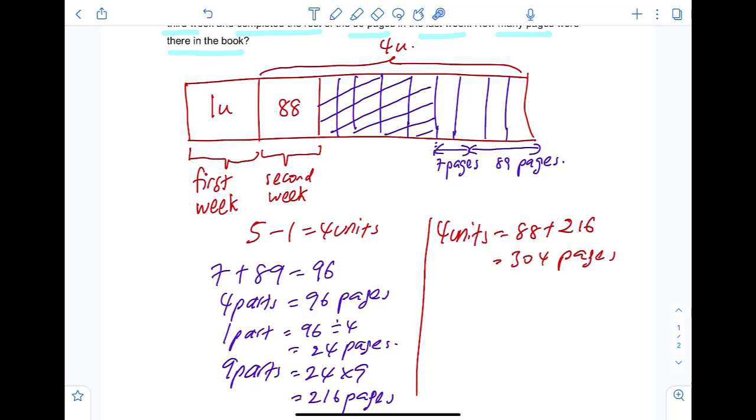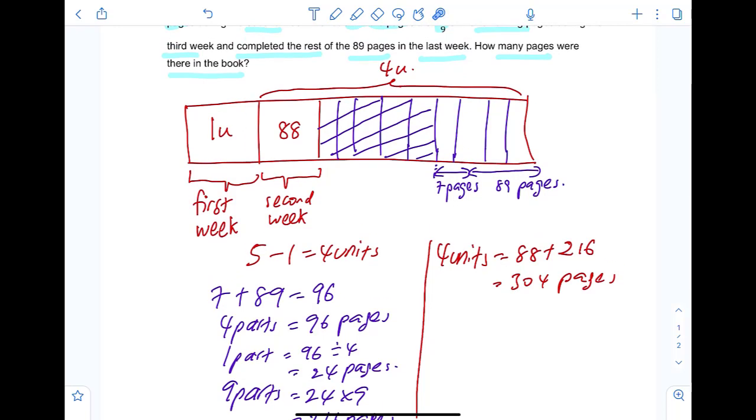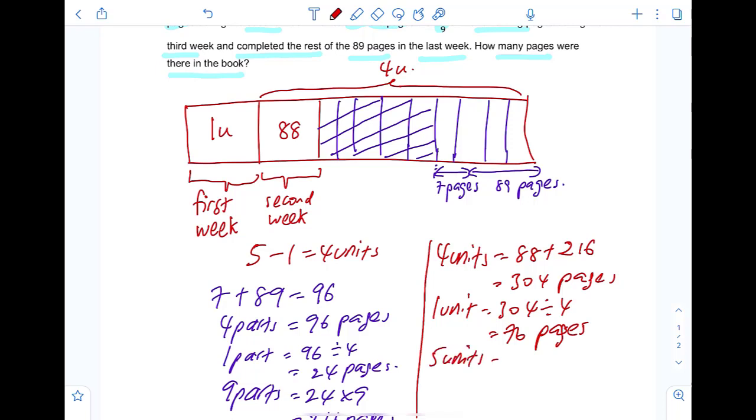And how many pages were there in this book? That will be a total of 5 units. So we find 1 unit first. 304 divided by 4 is 76 pages. And we find 5 units, which is the number of pages in this particular book.